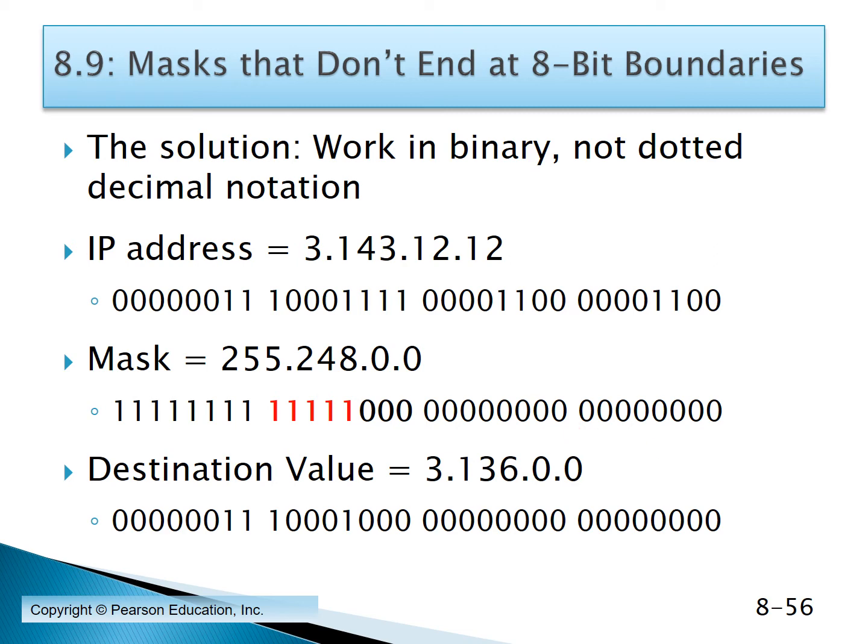And then also the destination value 3.136.0.0, then it would be this, right? This would be 3. And then 136 is actually 128 plus 8. So this bit 128 is 1. This bit of 8 is also 1. And the others will be 0. So this one will be your destination value. Now if you compare this, up to this part here, it's the same as this. So in this case, this is a match.